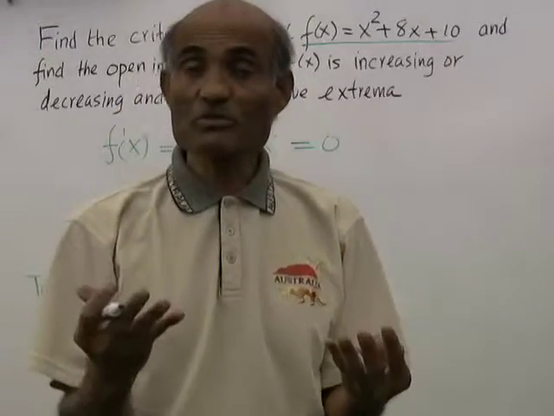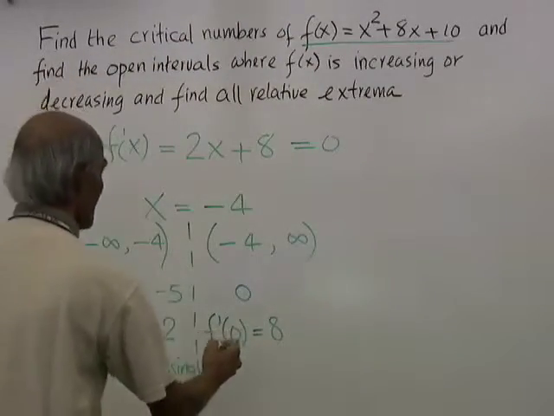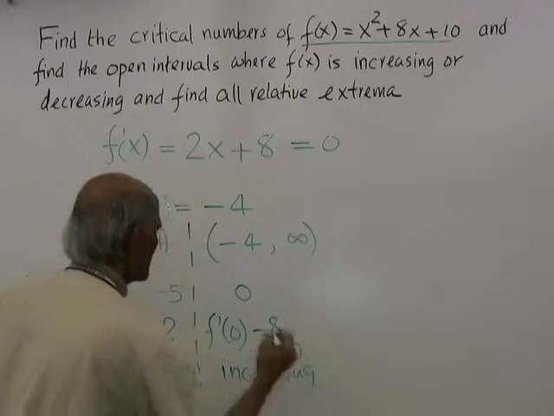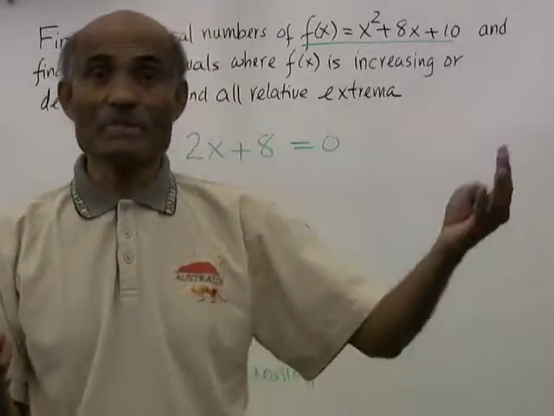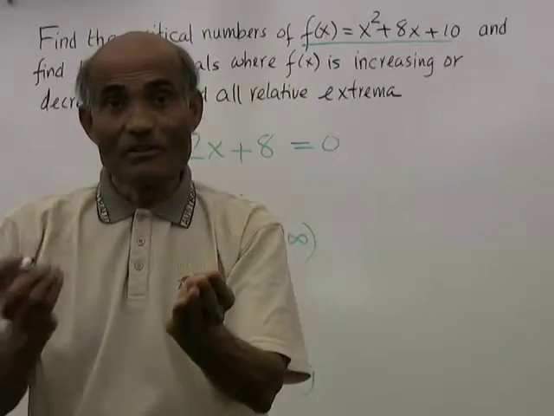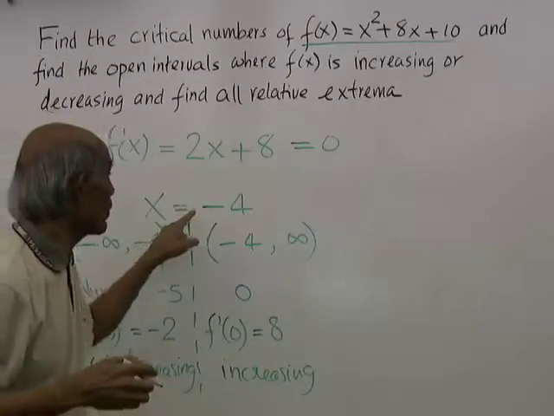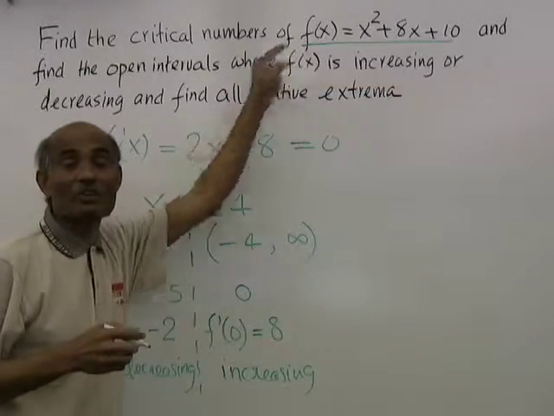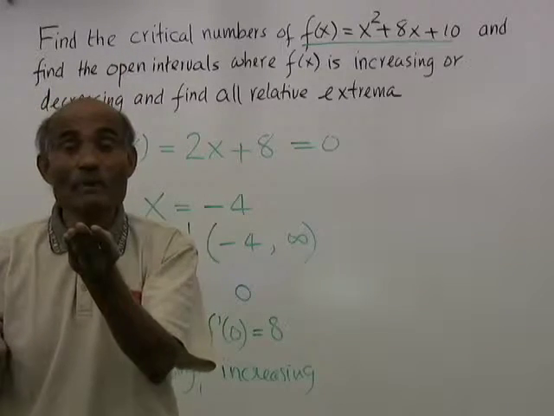If on an interval the first derivative is positive, the function is increasing. So we now know that the function is increasing. Now you get a picture of the graph of the function, isn't it? From -infinity to -4, the function is decreasing. From -4 to infinity, the function is increasing. Therefore, at x equal to -4, what do you think is the behavior of that function? At x equal to -4, you have a relative minimum.